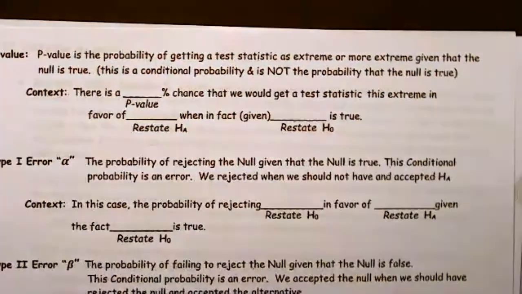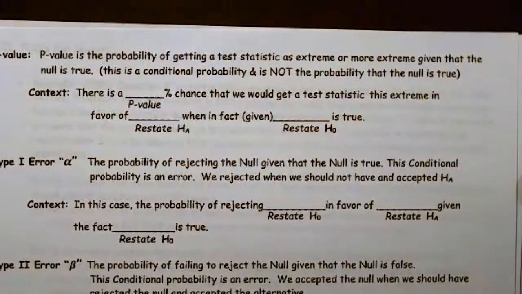P-value is the probability of getting a test statistic as extreme or more extreme. Just that simple. So at the end of the day, when we calculate a p-value, it's like, oh, we got a p-value of 0.03. So there's a 3% chance we'd get a test statistic this extreme in favor of the alternative when in fact the null is true. Or if you want to shorten it up, you can even say there's a 3% chance that we get a test statistic this extreme given that the null was really true.